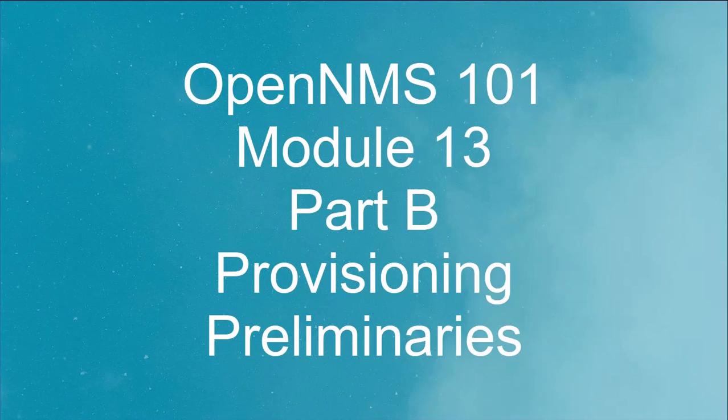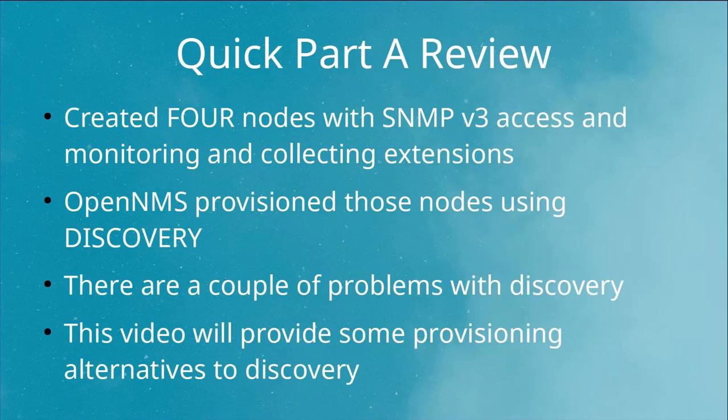This is OpenNMS 101, Module 13, Part B, Provisioning Preliminaries. In Part A, 4 nodes were created and SNMP v3 was configured on each. The SNMP monitoring and collection extensions from previous modules were also configured. OpenNMS Discovery was appropriately configured and the nodes were provisioned. Tutorial monitoring and collecting was verified.